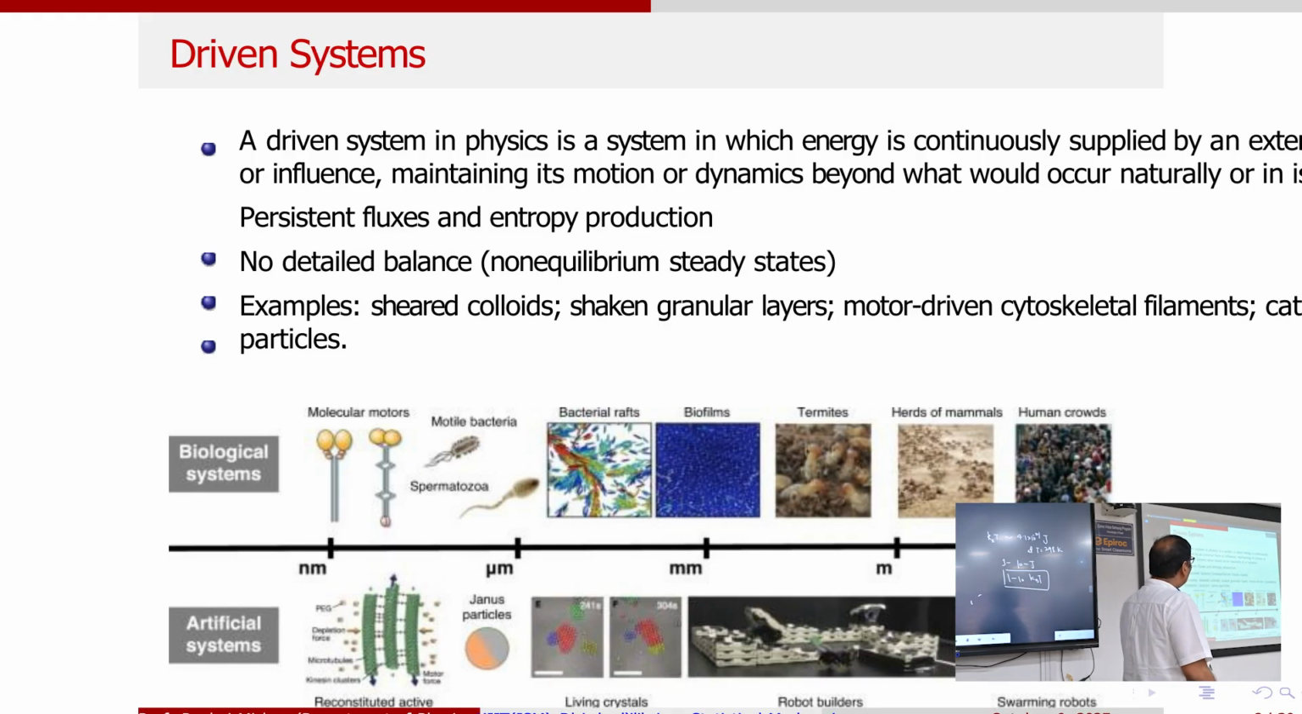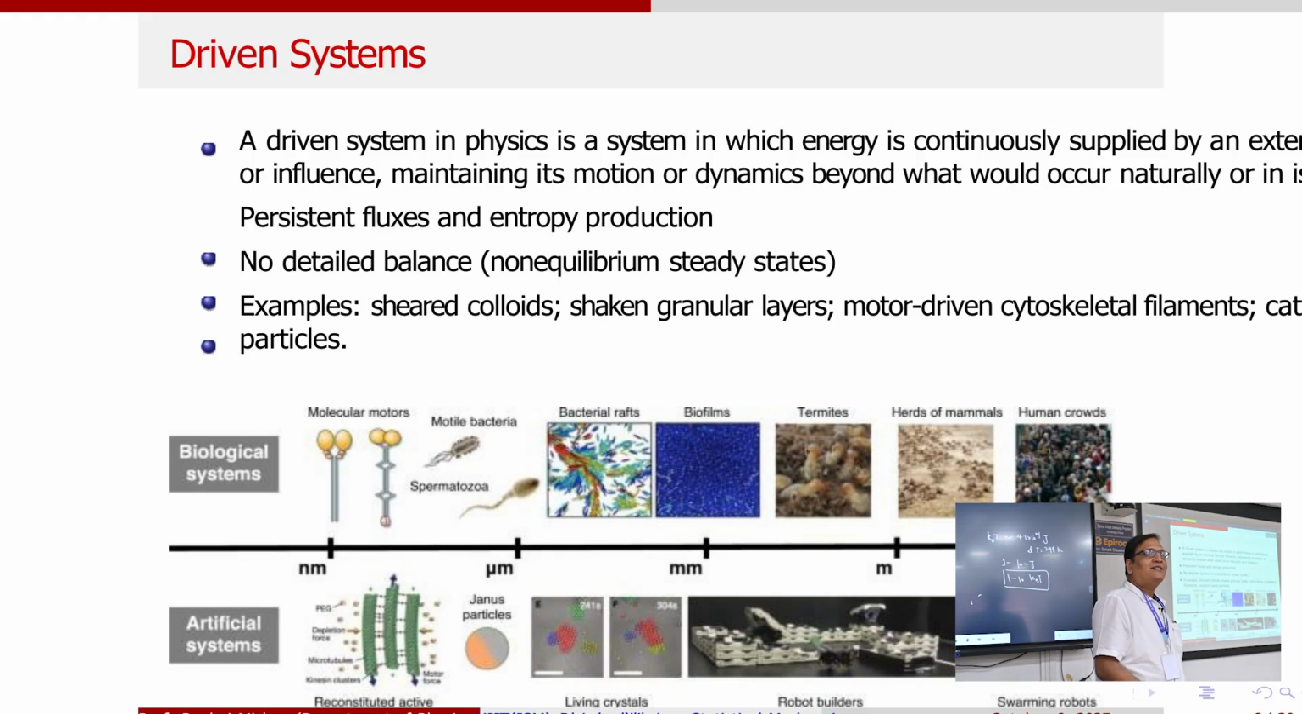So the definition: a driven system in physics is a system in which energy is continuously supplied by an external force or influence, maintaining its motion or dynamics beyond what would occur naturally or in isolation. Meaning if it is in isolation, nothing is going to happen. But if some external force is applied, then it starts showing some sort of directed movement.